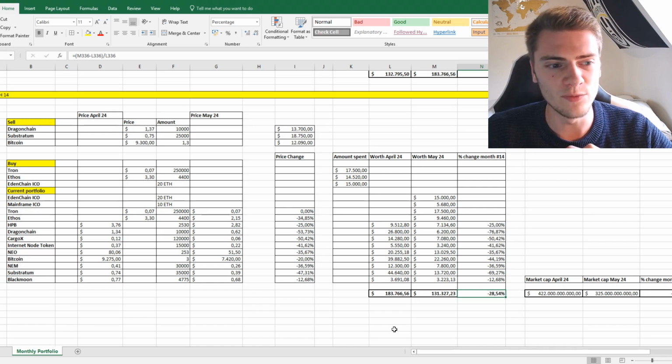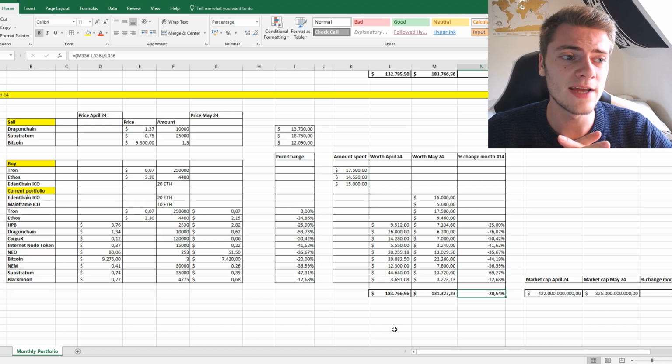But I think it would be surprising if we go a lot lower, because we already had a correction of 20%+ in 1 week of Bitcoin, and the altcoins even 30% or more in 1 week. So it would be surprising that it would go even lower the next few days. I expect a bounce, to be honest with you guys. So that is what my portfolio looks like right now.